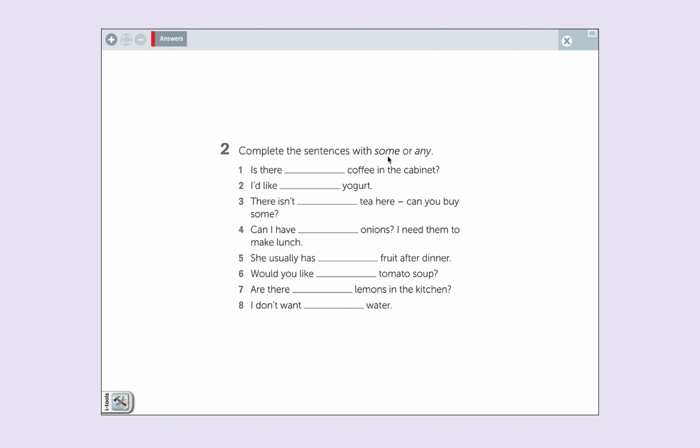Remember, some is used with affirmative sentences and any is used with negative and interrogative sentences. Este tema ya lo vimos, cuándo usar some y cuándo usar any. Hay que escribirlo aquí. Okay, very good.